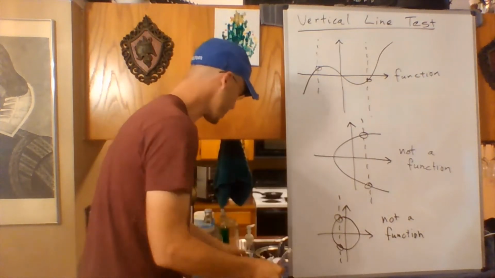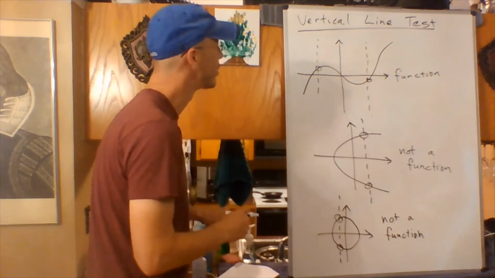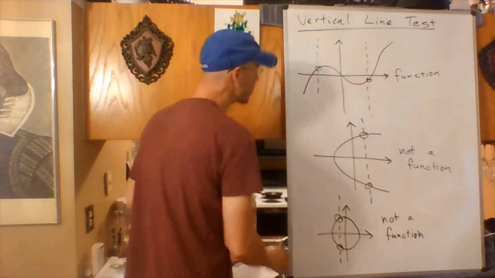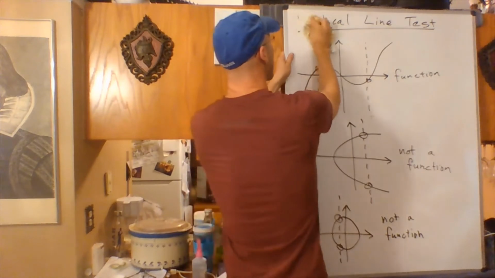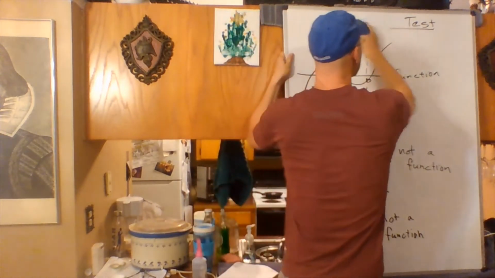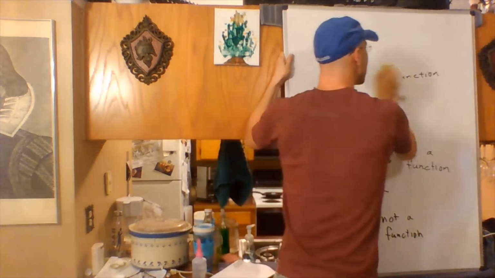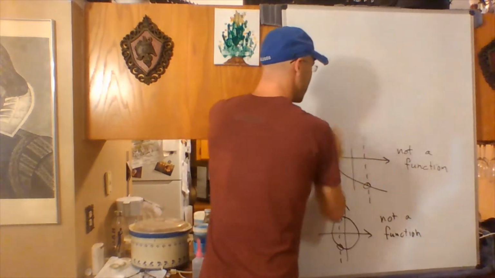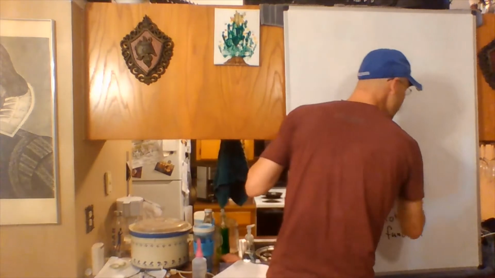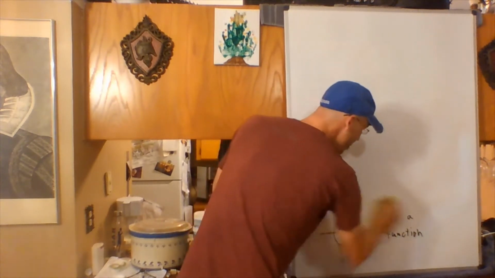We're also going to look at, so the vertical line test tells us if a graph represents a function or not. We're also going to look at another type of test called the horizontal line test. But we'll come back to that.